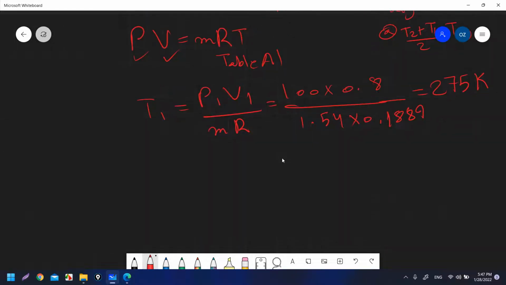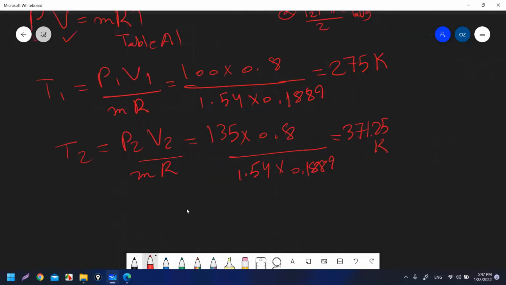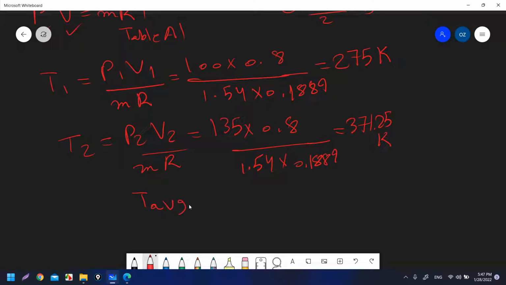For T2, we'll do the same. The only change was the pressure. Everything else is the same. T2 equals P2 V2 over m R. P2 now is 135, times 0.8, over 1.54 times 0.1889, and the answer will be 371.25 Kelvin. Okay, now you can find T average. T average is equal to 275 plus 371.25 over 2. This will equal 323.